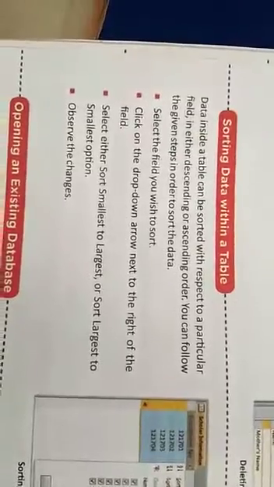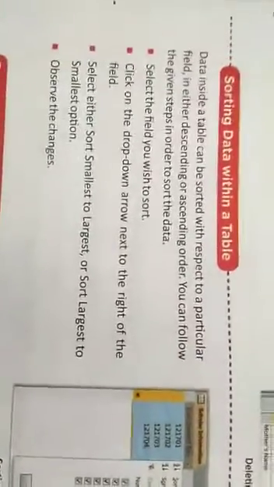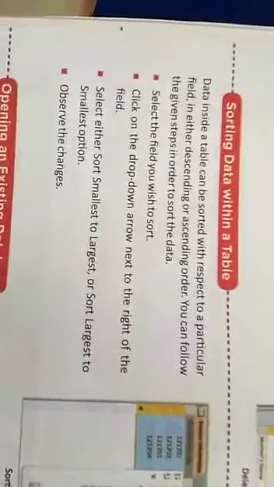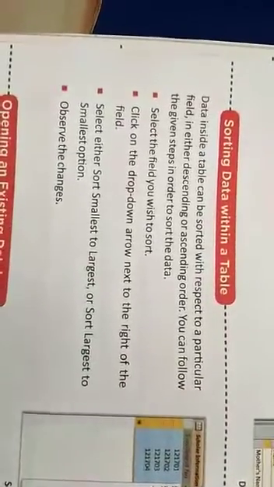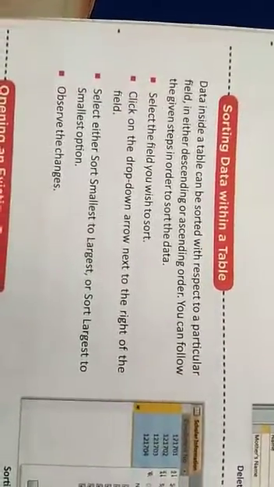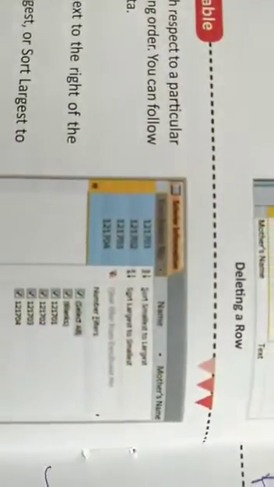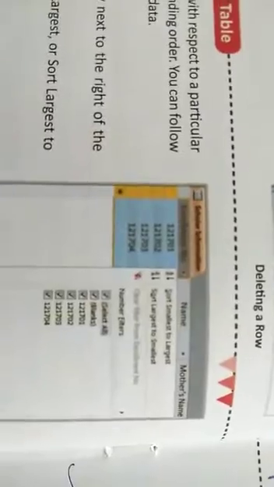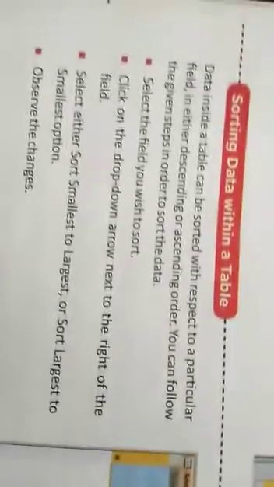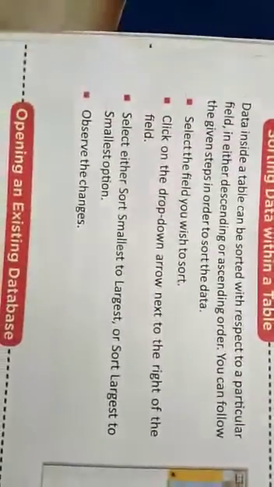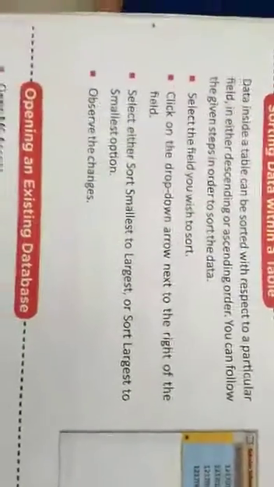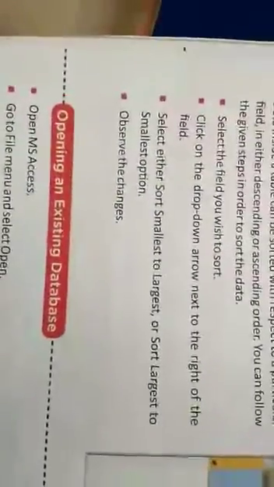Select the field you wish to sort, the field according to which you want to make the sorting. Click on the drop down menu arrow to the right of the field and select either smallest to largest or largest to smallest. Click on either sort smallest to largest or largest to smallest. Observe the change. When you click OK, you can observe the change.